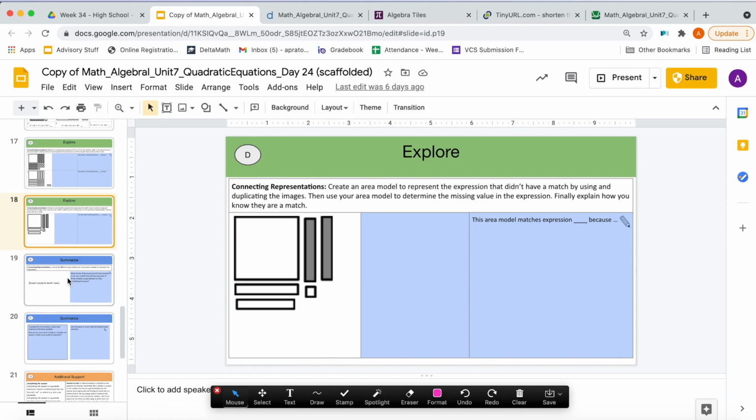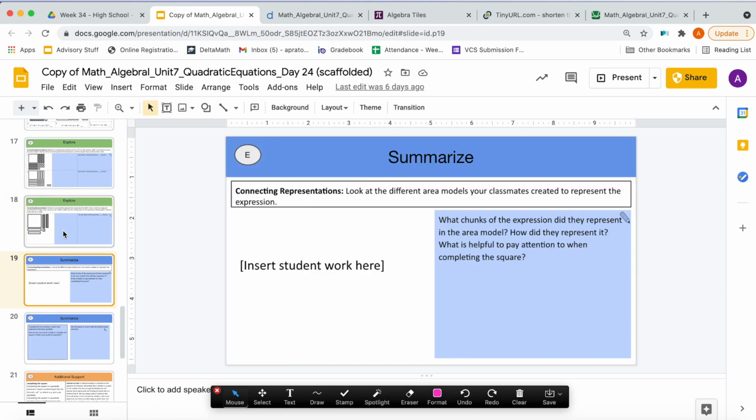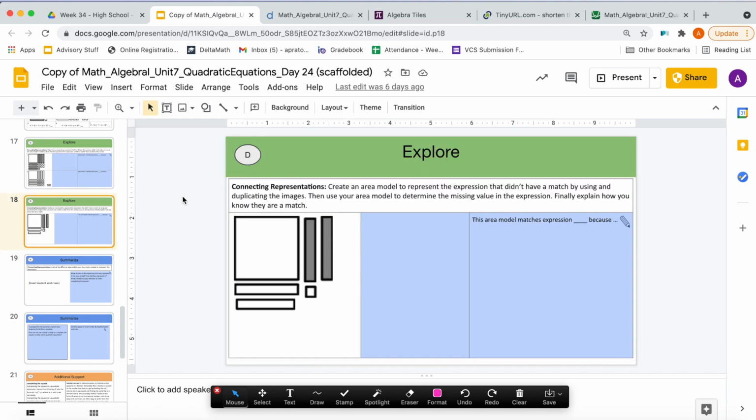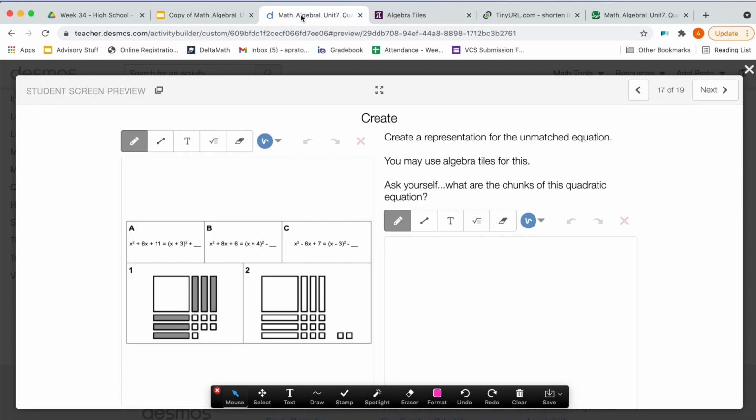explore, where students are actually asked to create the representation for the expression that they did not find a match for. I'm going to show you this on the deck of this activity. So you're all the way at slide 17. You might pair students to work at this slide, and it asks them to create a representation for the unmatched equation. They may use algebra tiles, and ask yourself what are the chunks. And so here's the unmatched representation. Right here, x squared plus 8x plus 6.